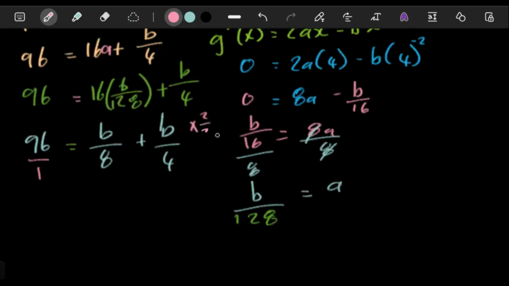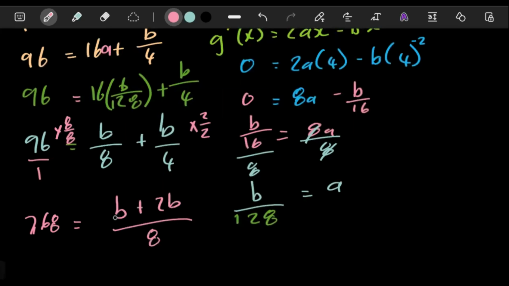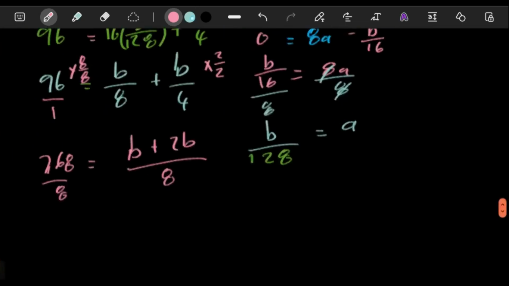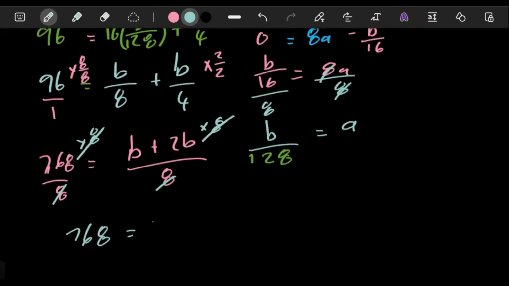And then here, times 8 over 8. So 96 times 8 is going to be 768. And then this is b plus 2b over 8. This is over 8 also. So since they're all over 8, we can just multiply by 8 on one side, multiply by 8 on the other side, the 8s go away. Now you have this here equal to b plus 2b, which is 3b.